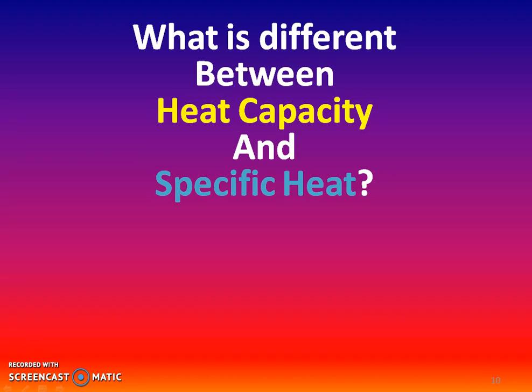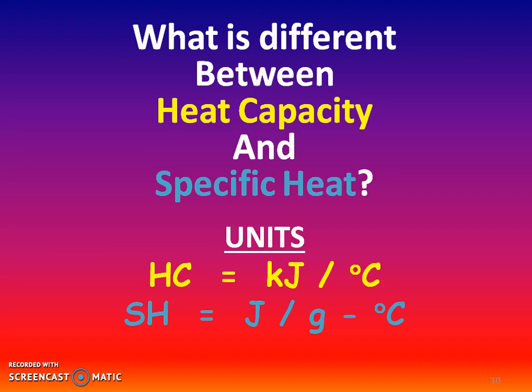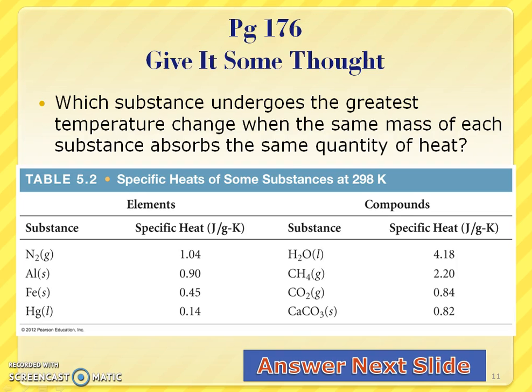So what's the difference between heat capacity and specific heat? Hopefully you took notice to the units. One's in kilojoules per degree Celsius, and one is in joules per gram degree Celsius. So it's dependent on the mass. So read this over and see if you can answer the question.